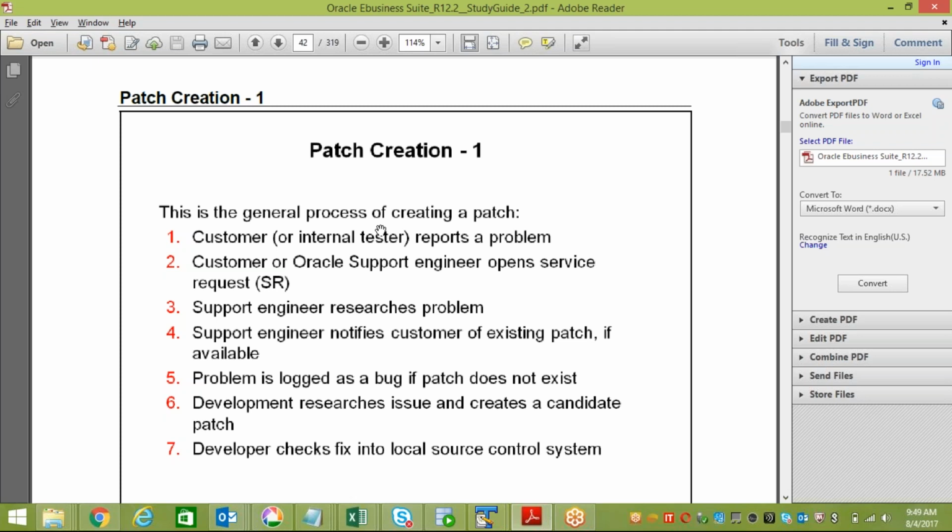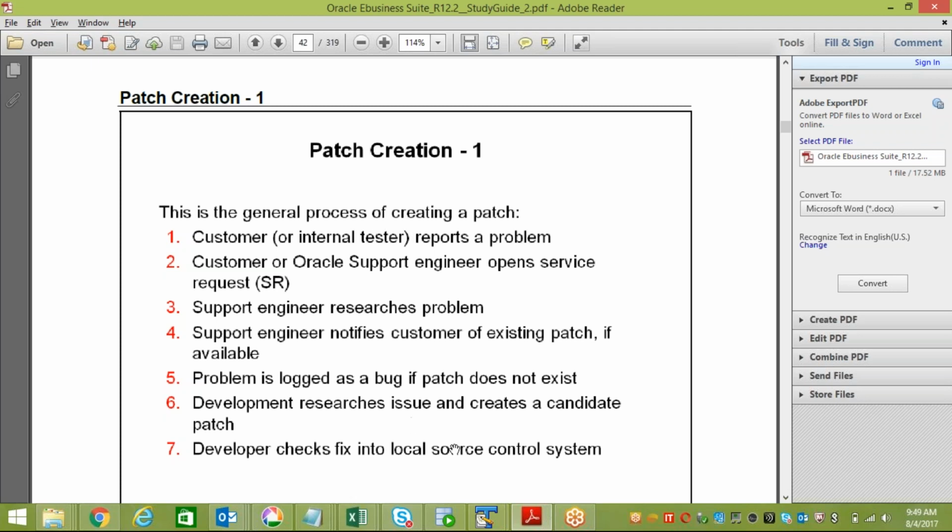Okay, so otherwise, the problem is logged as a bug, and if a patch doesn't exist, development. Okay, they will be intimating the Oracle development people, core level development people. They will be identifying the issue. They will be fixing the issue. They will release it as a patch, and they will upload that patch to the Metalink support, that Metalink server, and they will reach out to these people. And these guys again come back to you saying that you apply this patch, and the problem will be fixed.